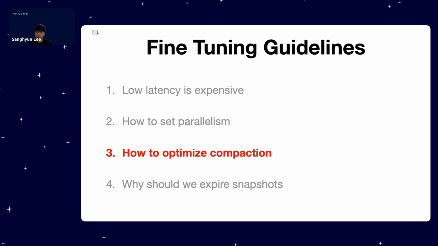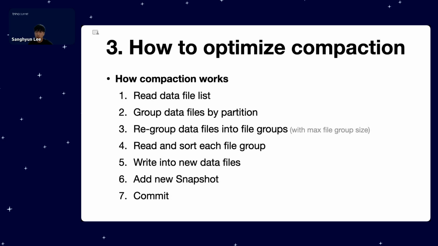Let's talk about the third topic, how to optimize compaction. First, let's take a quick look at how Iceberg compaction works. First, it reads the data file list from the most recent snapshot. Next, it groups data files by partition. After that, it regroups the data files into file groups with max file group size or smaller. Next, it reads and sorts the data from each file group. After that, it writes data into new data files. Finally, it creates a new snapshot and commits.